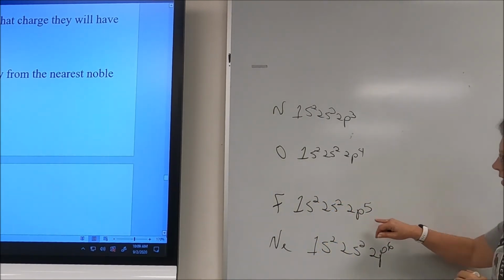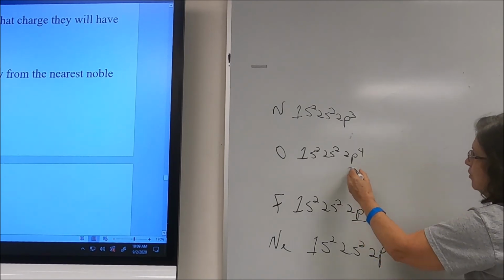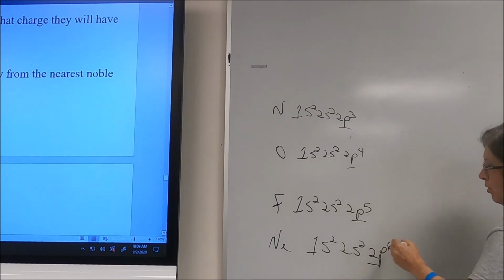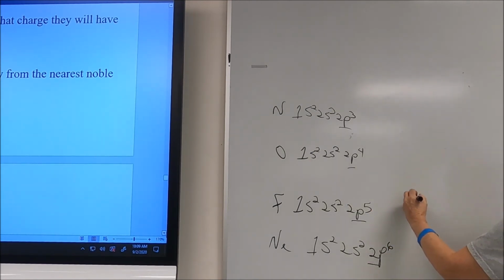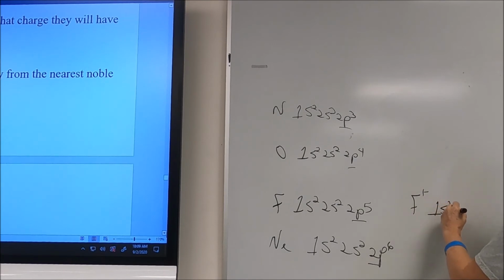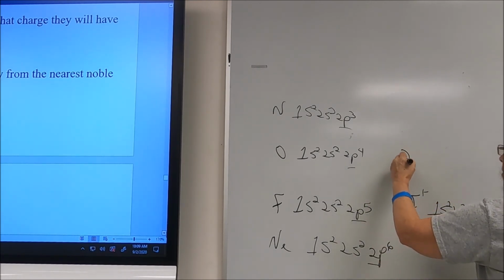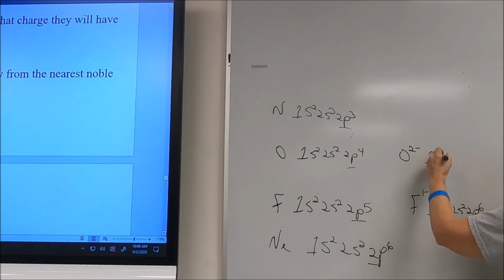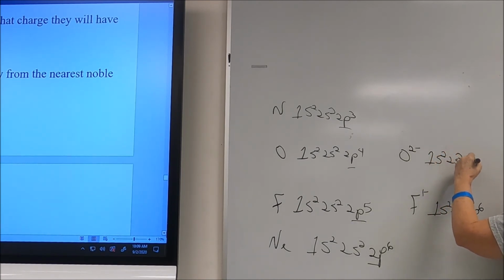Now if I look at these and I look at the p subshell compared to neon for each of these, fluorine is 1 electron away from looking like neon. So fluorine is going to form a 1- ion. It's going to pick up an electron, become 1s2, 2s2, 2p6. It now looks like neon. Oxygen is 2 away. So oxygen wants to form a 2- ion, 1s2, 2s2, 2p6.